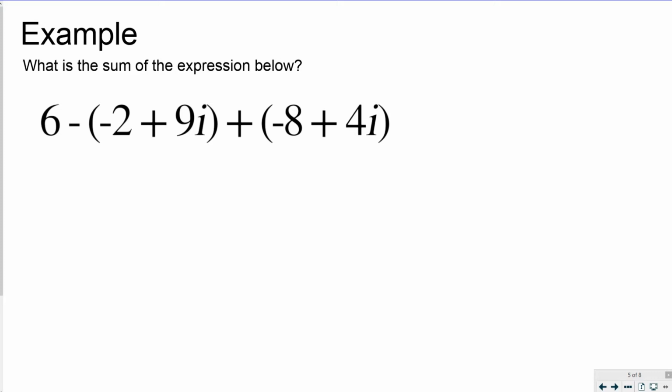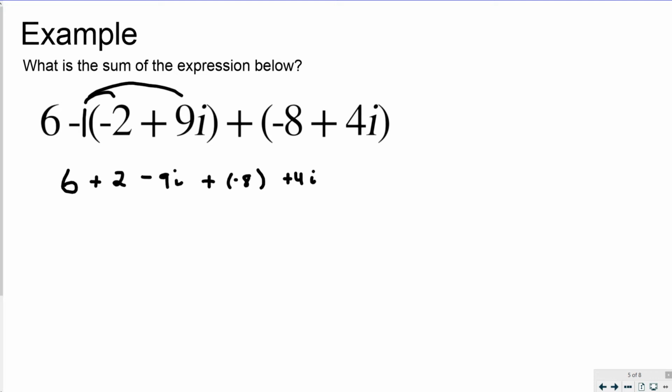So what is the sum of the expression below? Going from left to right, if you have a negative sign in front of a parentheses like that, you have to remember that that's negative 1 times that entire parentheses. So we really have to do some distribution here first. So it's really saying 6, and then in the parentheses, it's going to be 6 plus 2 minus 9i, and then you're adding here negative 8, so I'm going to keep that in a parentheses like this, plus 4i.